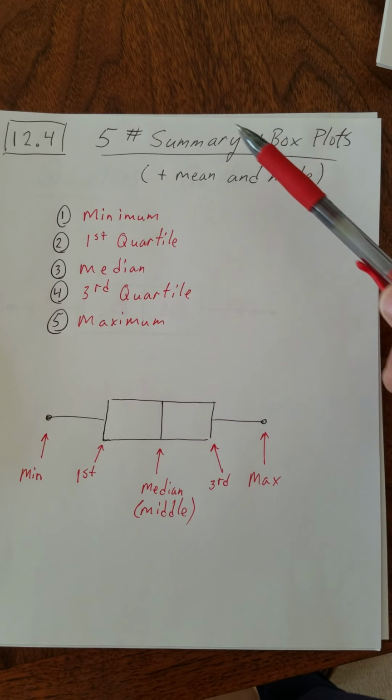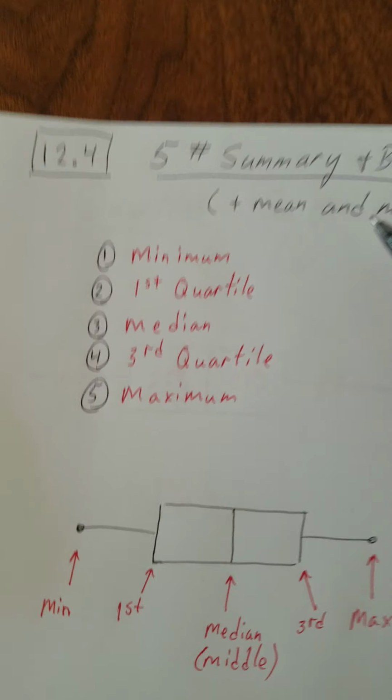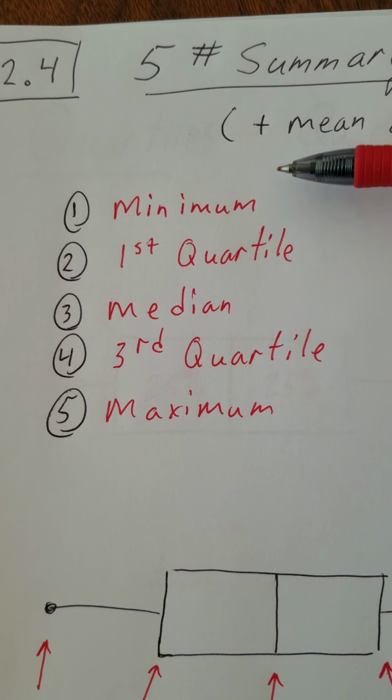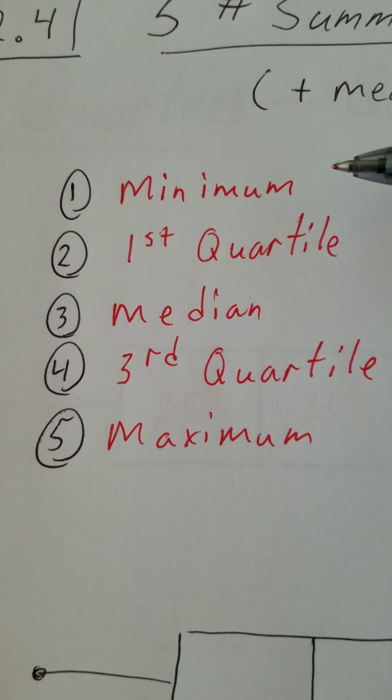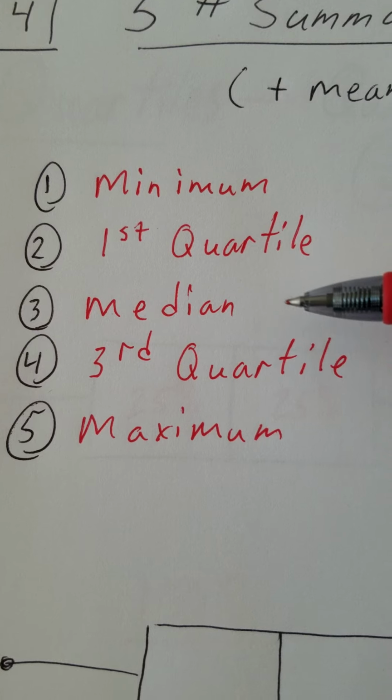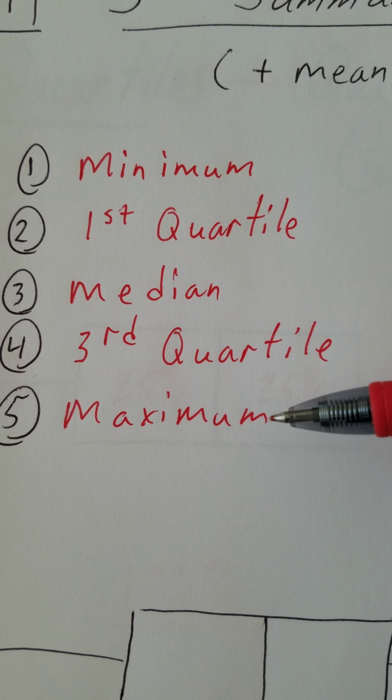Okay, what is a 5-number summary? So it's a summarization of your data. Okay, here they are. Here's the 5 numbers. What they call them: minimum, first quartile, median, third quartile, maximum.